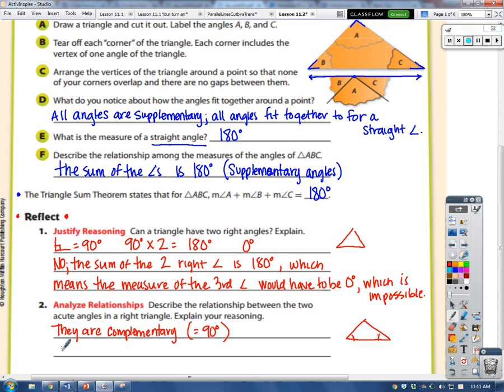Because right triangles have a 90-degree angle, right? So that would be our right triangle. That's 90 degrees, which means these two would have to equal 90 degrees, their sum. Right? So that's kind of the relationship there. So they would be complementary because a right triangle has a 90-degree angle.